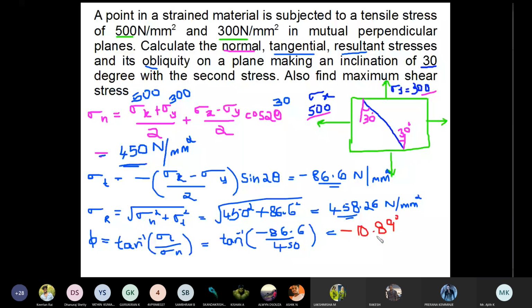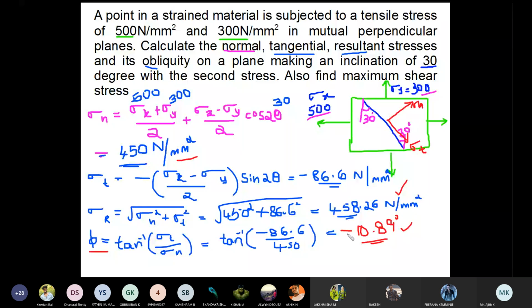Before telling that, we'll mark the above answer in this diagram. Sigma n is 450. That means sigma n will always act perpendicular to the given plane. This is sigma n. Sigma t will be acting parallel to the given plane. This one is sigma t. Then the resultant stress, its magnitude is 458 and it is inclined at an angle of 10.89 with respect to sigma n. I told you the meaning of phi: it is the inclination of the resultant stress with respect to sigma n.